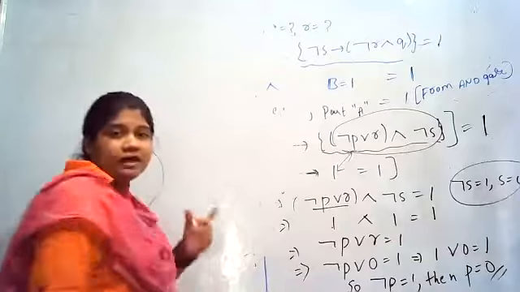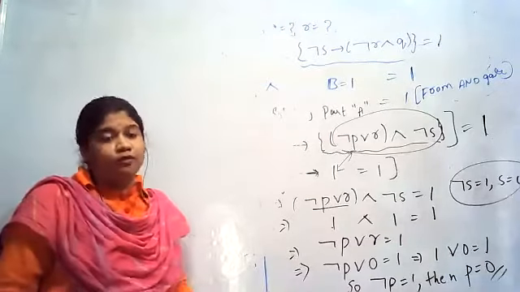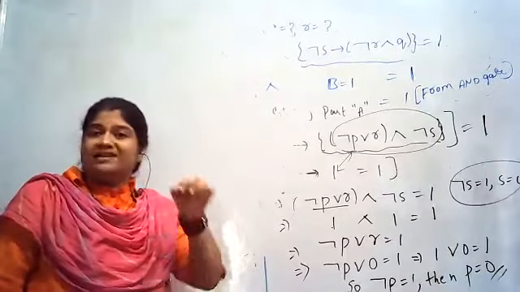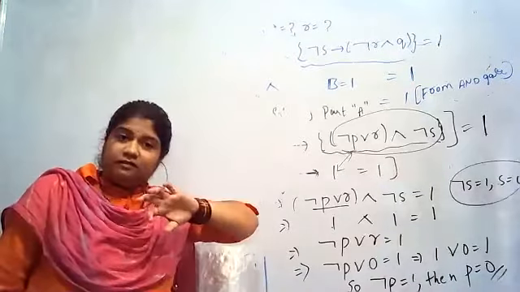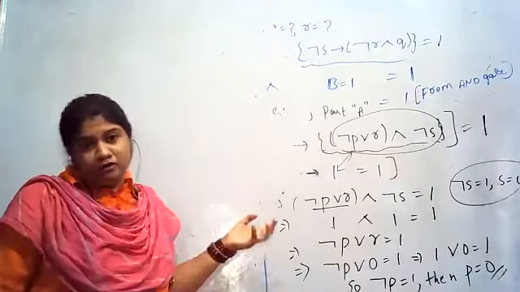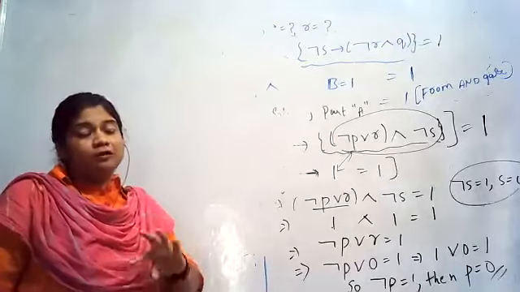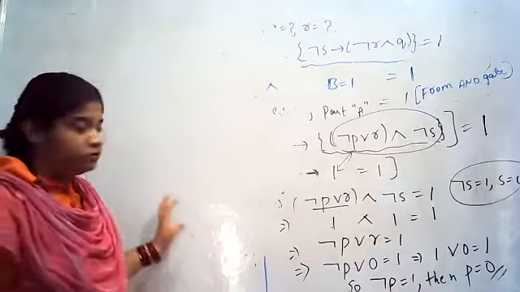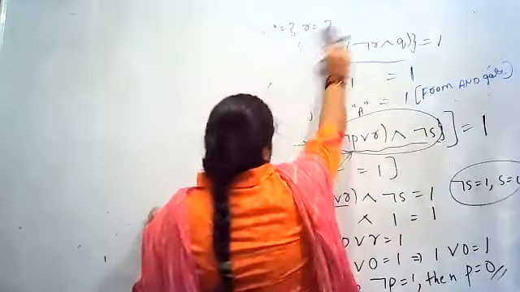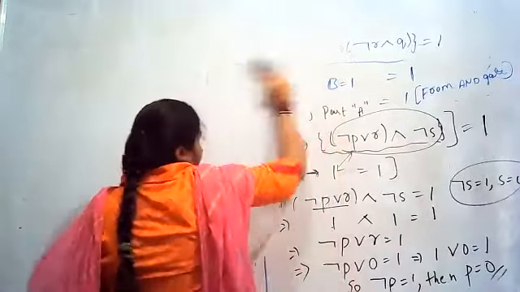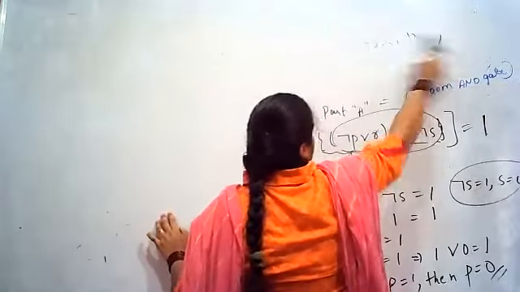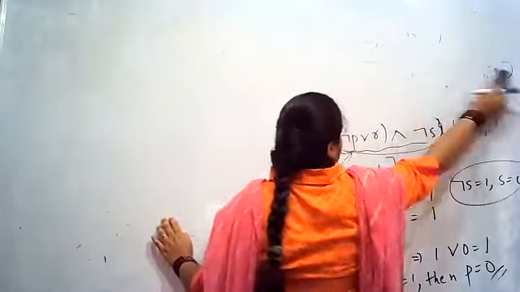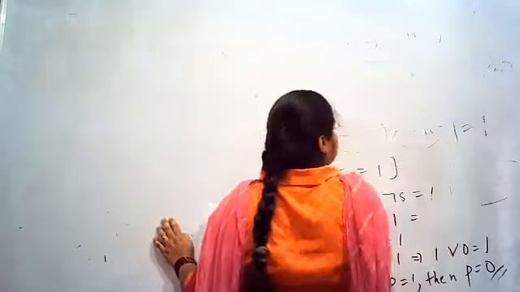And truth values, I think you came to know how they can ask. They can give P, Q, R and ask to find out the answer, or give the answer and ask to find out P, Q, R, or give the answer and only Q and ask to find out P and R. So ultimately everything is dependent on your truth table logic, how conditional logic works.